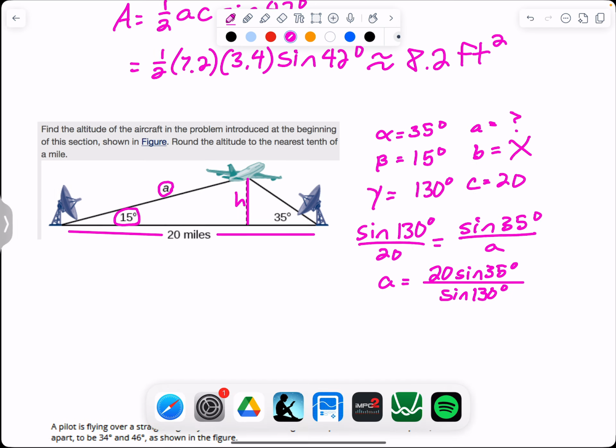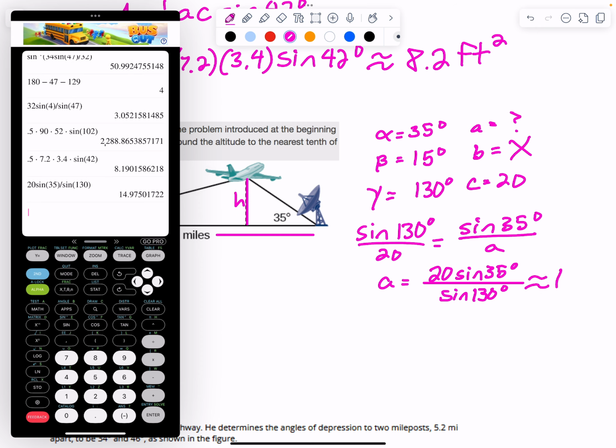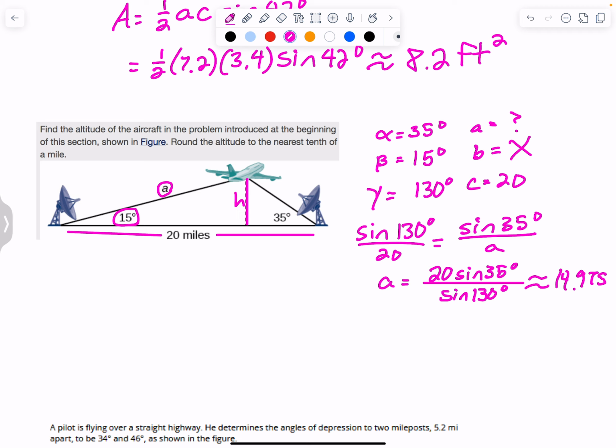All right, pull our calculator up. 20 sine of 35, close it, divided by sine of 130. I got about a 14 point, it says nearest tenth, so I'm going to keep a little bit. We'll do 14.975. That's not my final answer. That's why I'm not rounding as hard. So now I have A, so I can just use straight up trig.